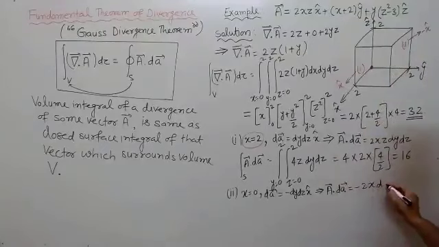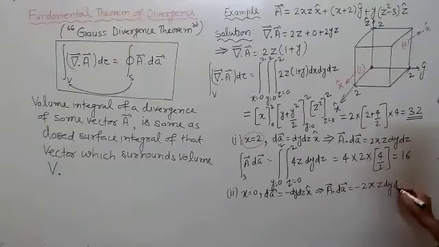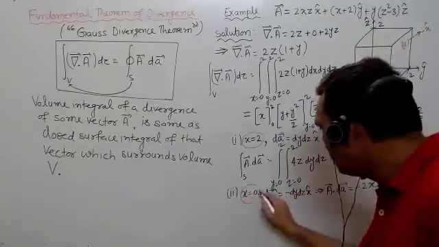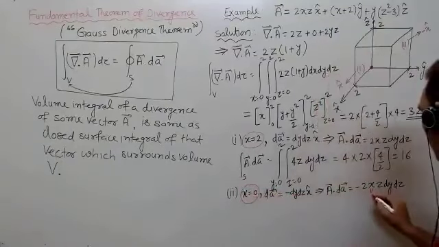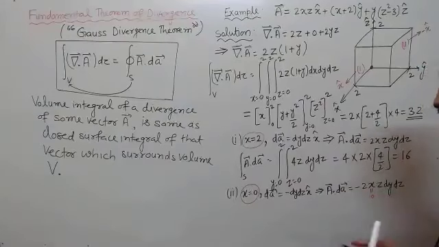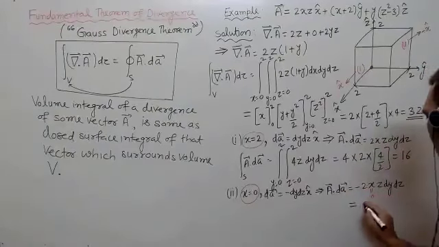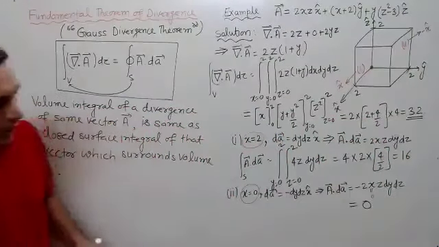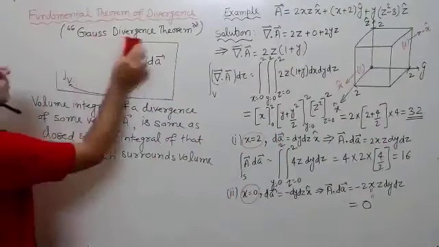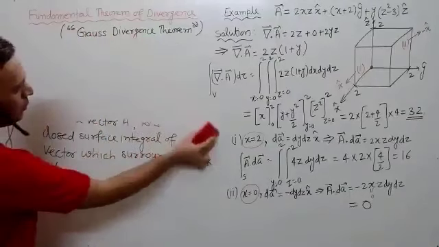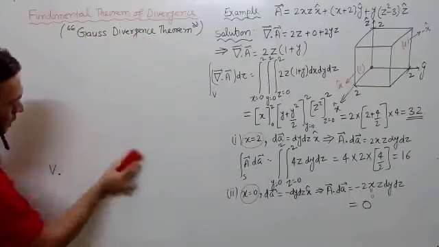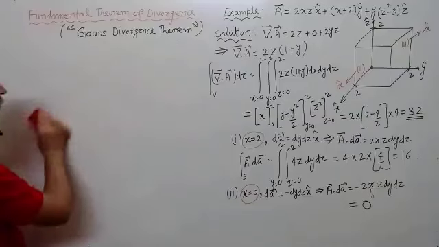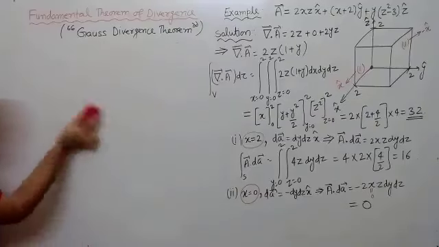So minus 2x z dy dz. And you know that x is equal to 0. So if you put x equal to 0, A dot dA will be 0. So on surface 2, A dot dA will be 0. Similarly, we have to find on surface 3, 4, 5 and 6. So let us see on different surfaces.